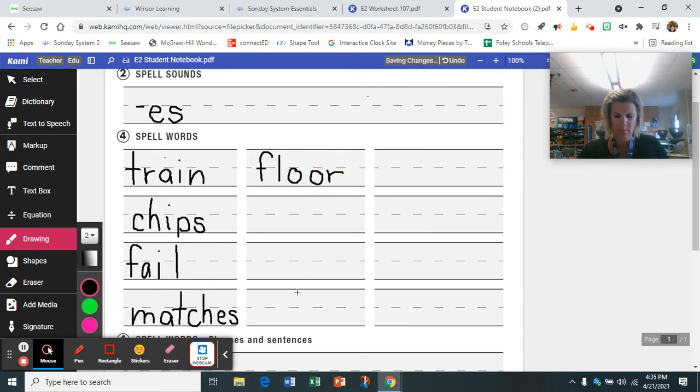Next word, chain. Chain, like a chain link fence. Chain. Ch, A, N, ch. Same starting as chips. Ch, C, H. A, two letters. A, I, N.